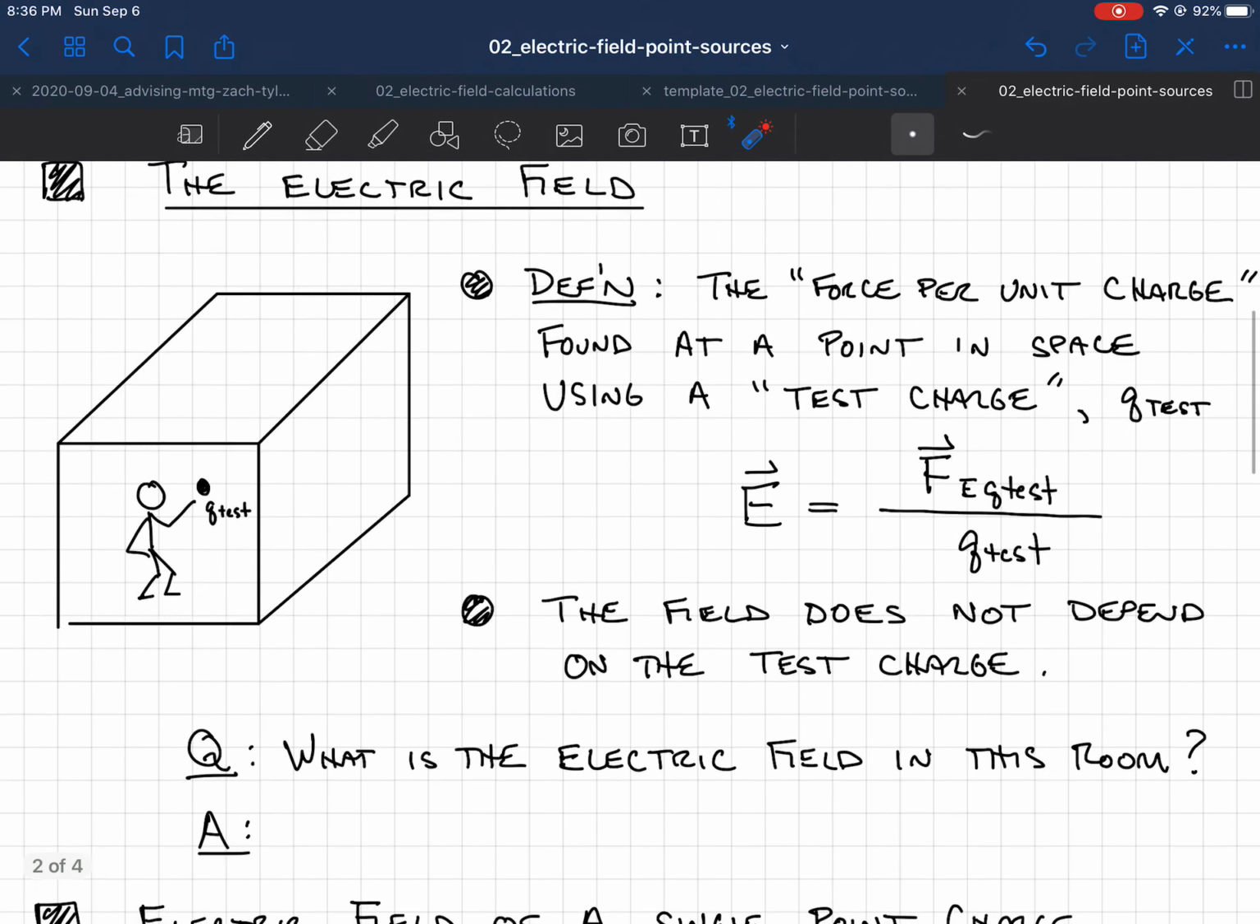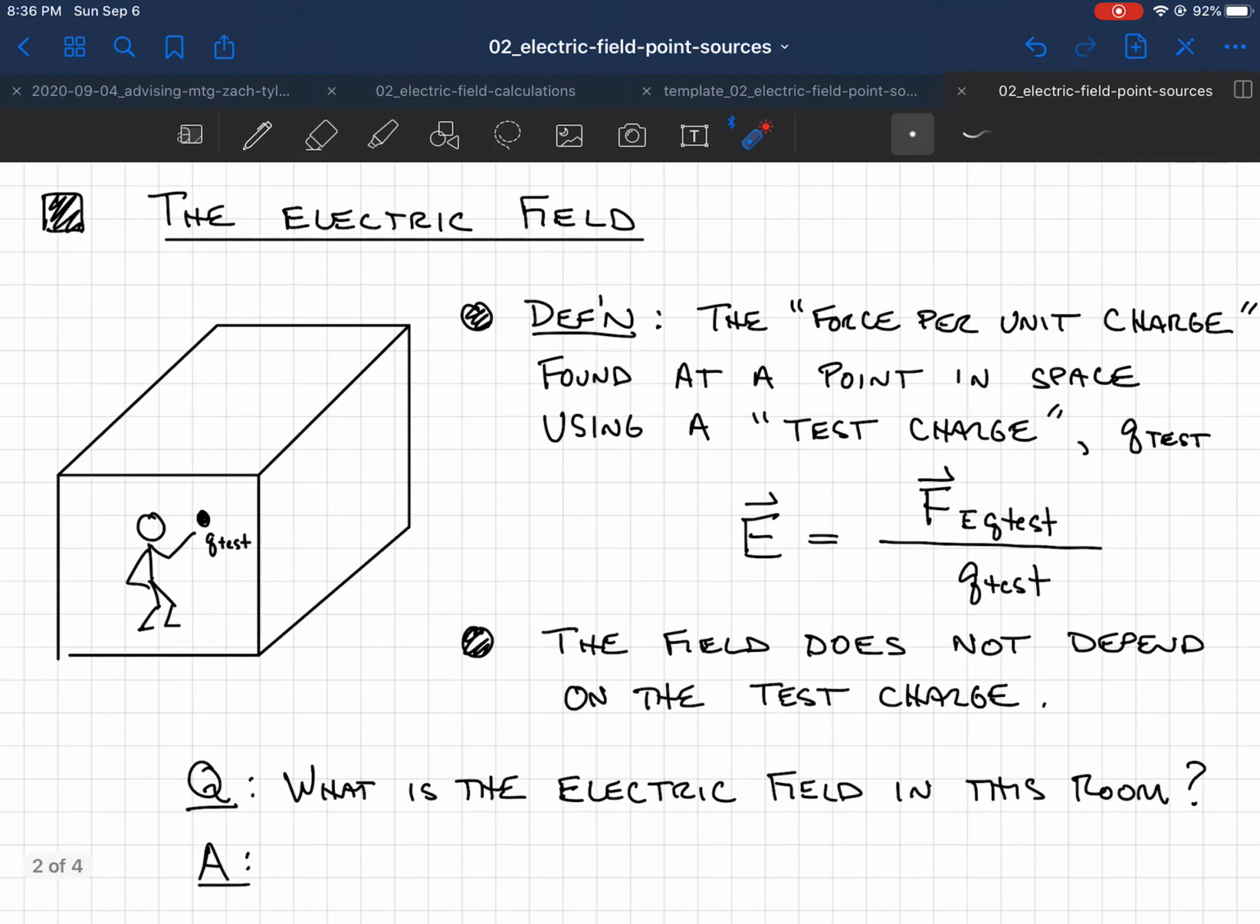So let's start out with the electric field and its definition. We talked in a previous lecture about the electric force, or the Coulomb force, and the electric field is really just a generalization of that. So it's the force per unit charge at a point in space. And we find it by doing exactly that. So the electric field is defined to be the observed force on a test particle, so it's a test charge, divided by that test charge. So it's force per unit charge.